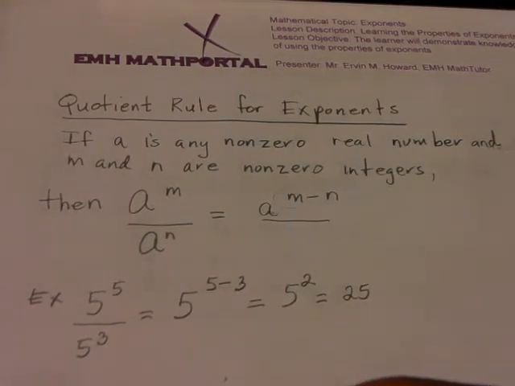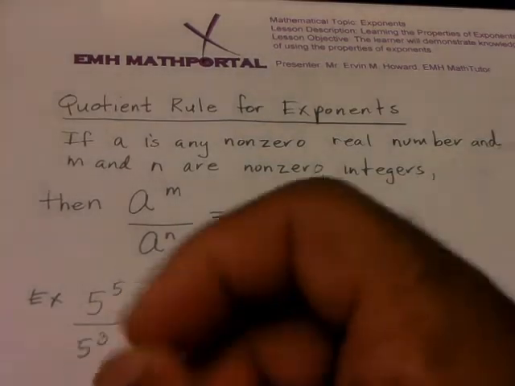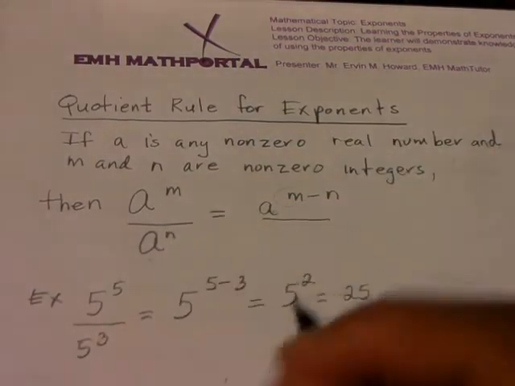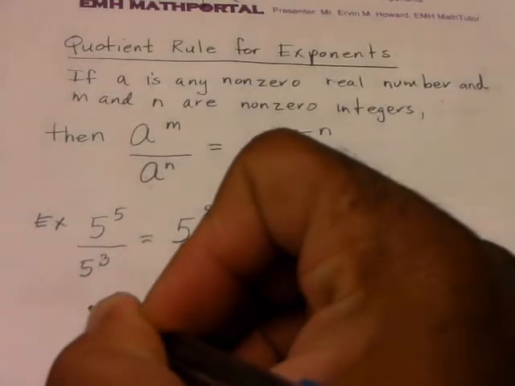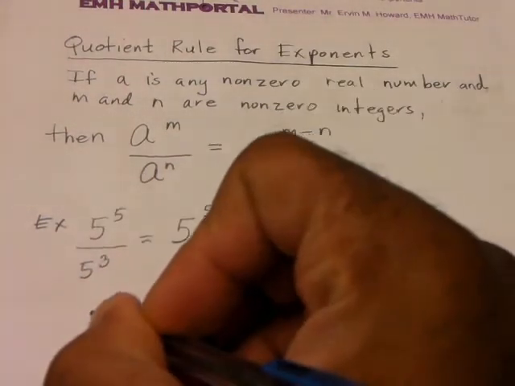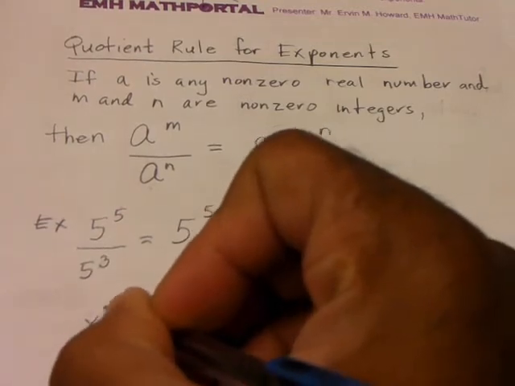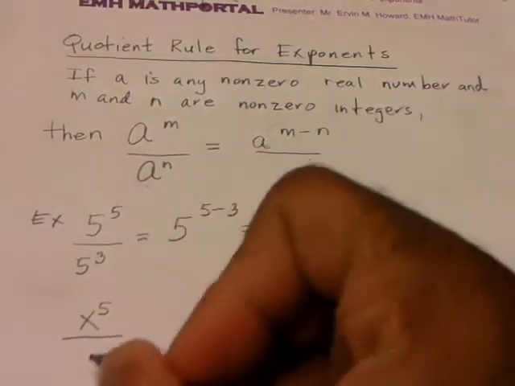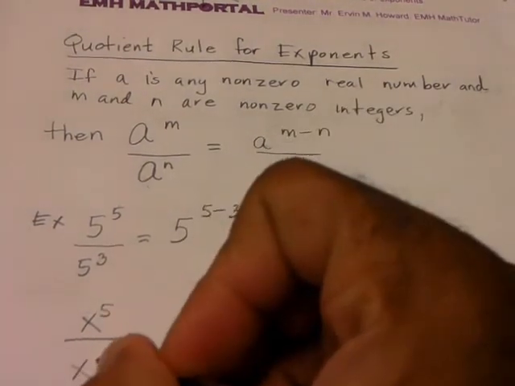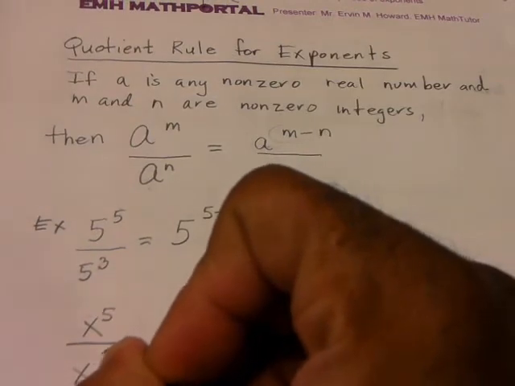Okay, let me give you another one. Let's try the abstract letters, the variables. 5, x raised to the power 5 over x raised to the power 3.